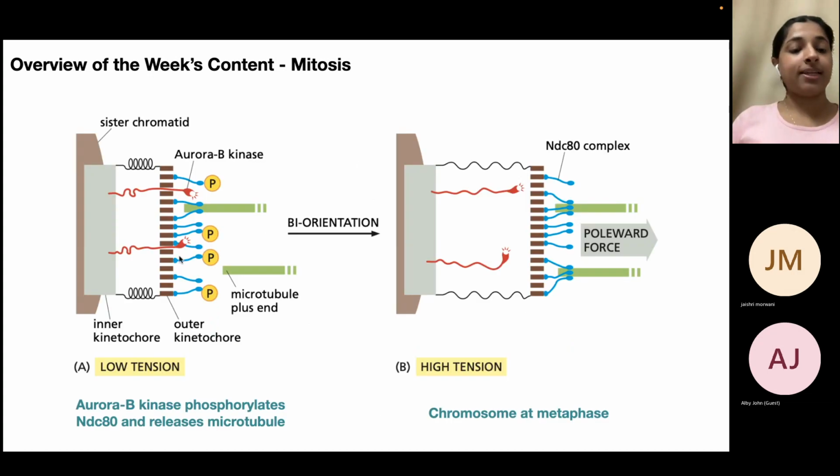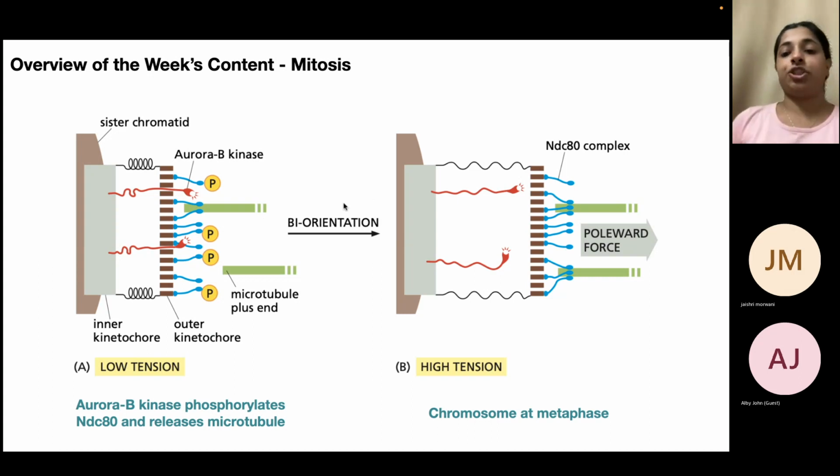How this happens is, say there is a sister chromatid that is not properly oriented and not properly attached to the microtubule. Because of this, there is another component of the kinetochore. Like I mentioned, it's made up of multiple proteins, and one other protein is aurora B kinase. That is able to interact with the microtubule and phosphorylate it and release the NDC80 complex, because of which the interaction between chromosomes and microtubule is lost.